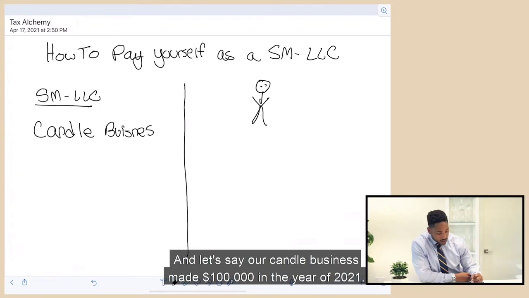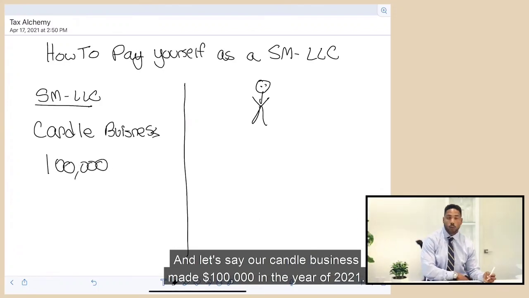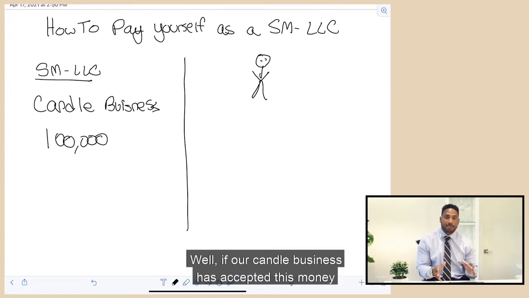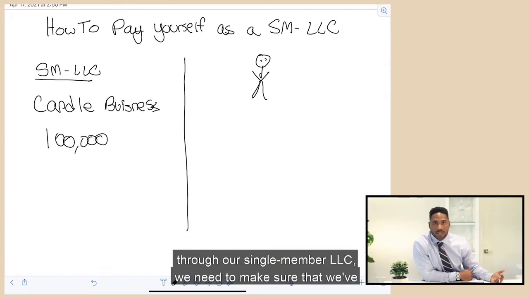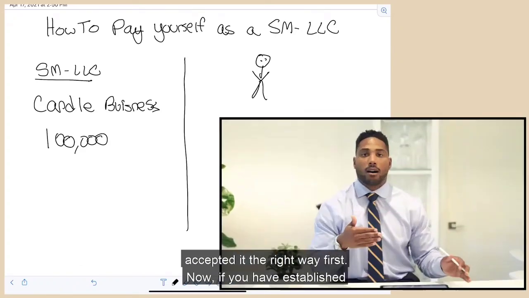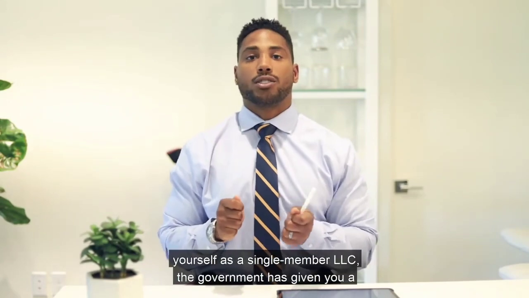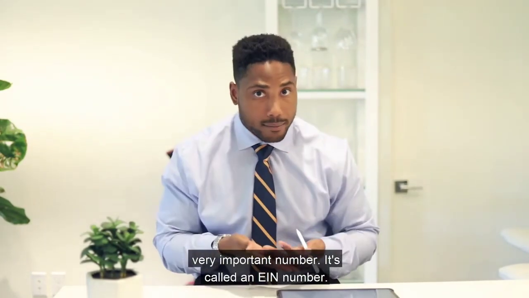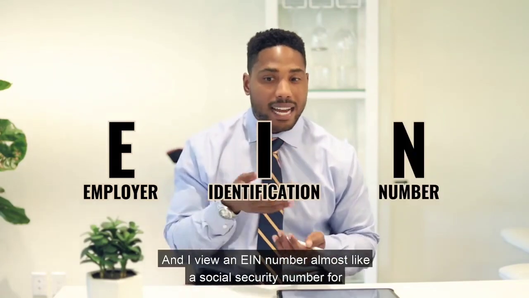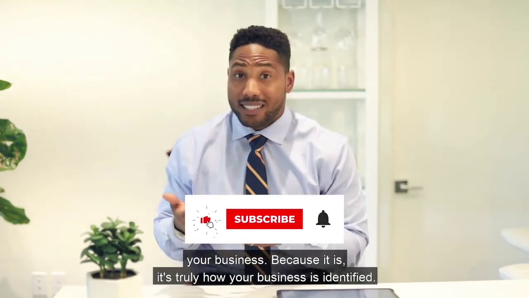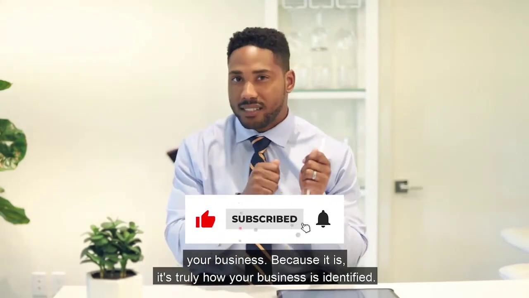Now, let's just say that we started an online candle business. And let's say our candle business made $100,000 in the year of 2021. Well, if our candle business has accepted this money through our single member LLC, we need to make sure that we've accepted it the right way first. Now, if you have established yourself as a single member LLC, the government has given you a very important number. It's called an EIN number. And I view an EIN number almost like a social security number for your business, because it is. It's truly how your business is identified.